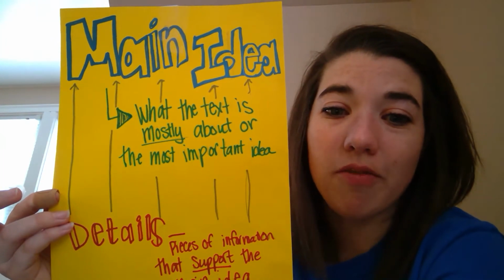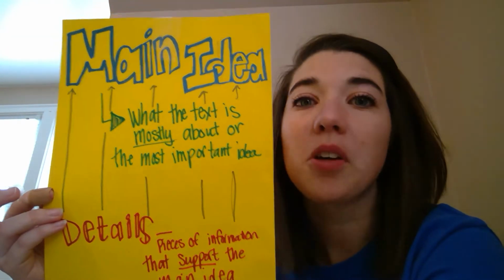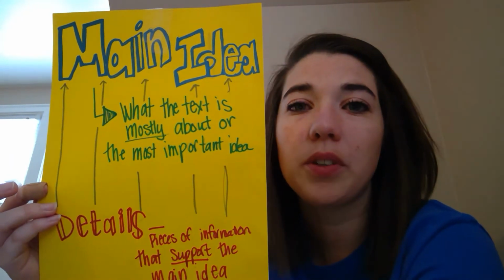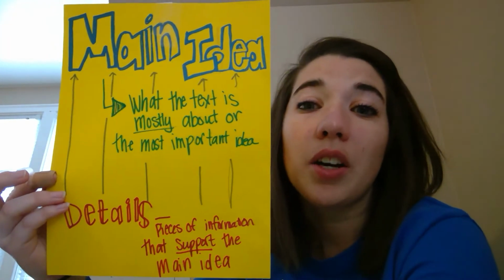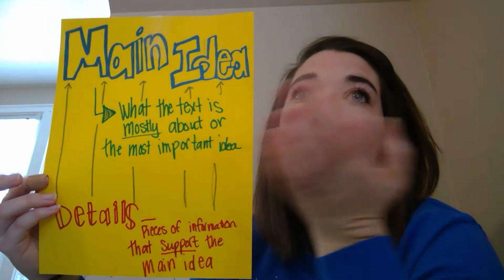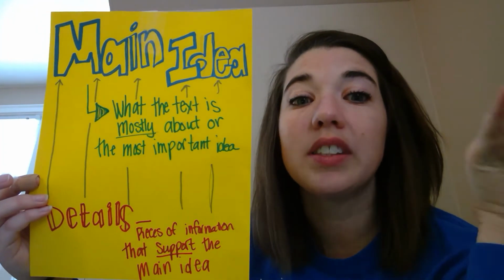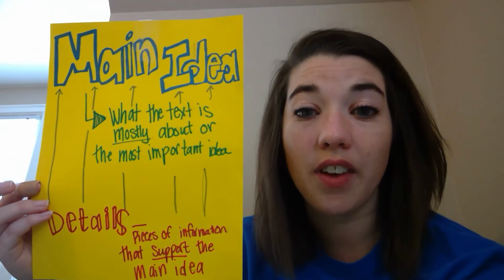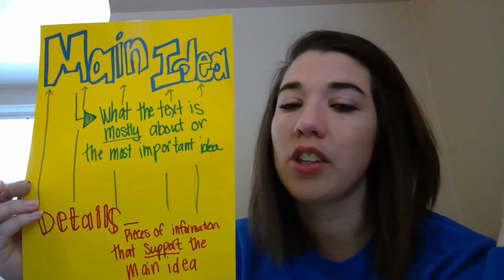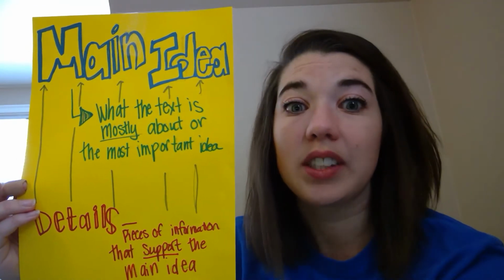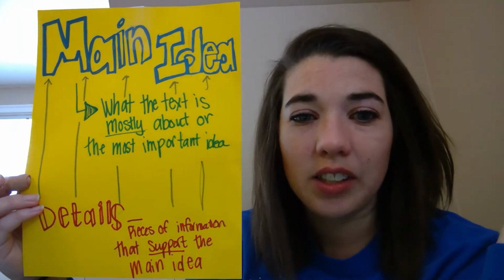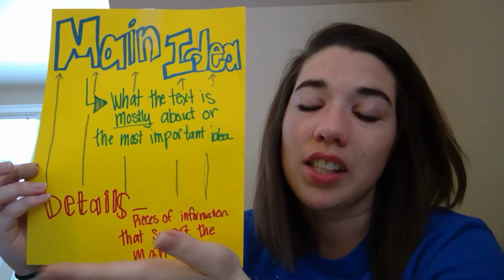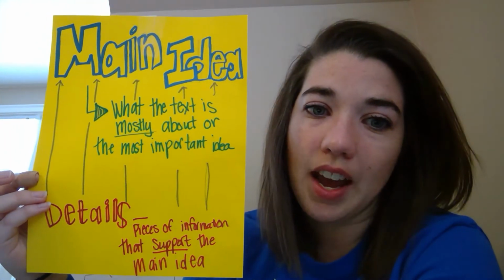One example of main idea and details may have been from those penguin books that you read for an assignment last week. On one of the pages, the main idea might have all been about what penguins eat or where penguins live. And then the rest of that information on the page, like the pictures and the words and any other text features you may have seen, were all details to support that main idea.